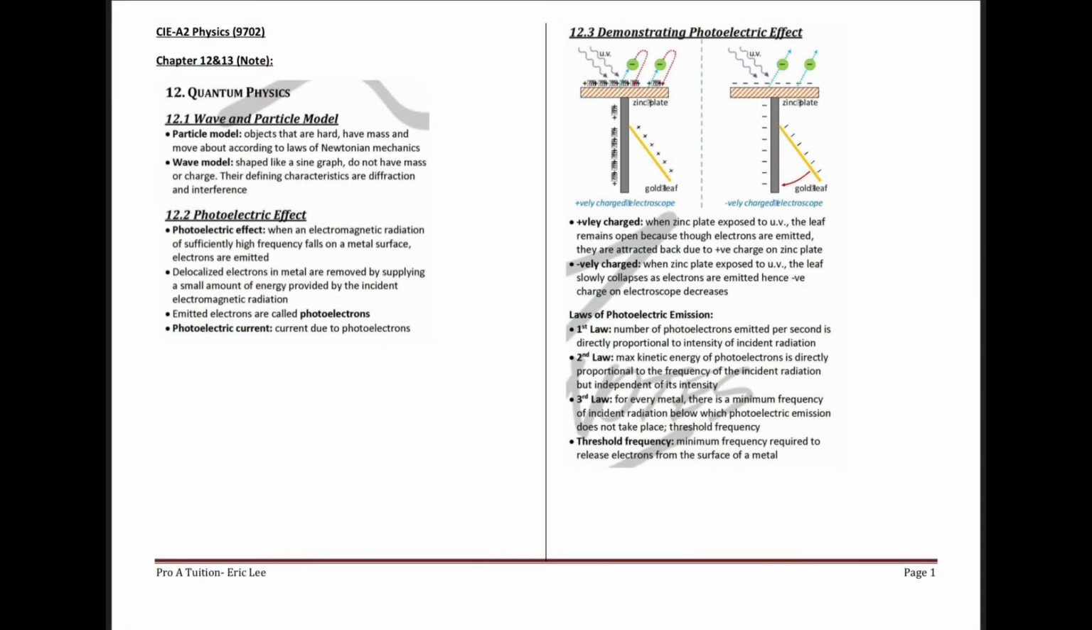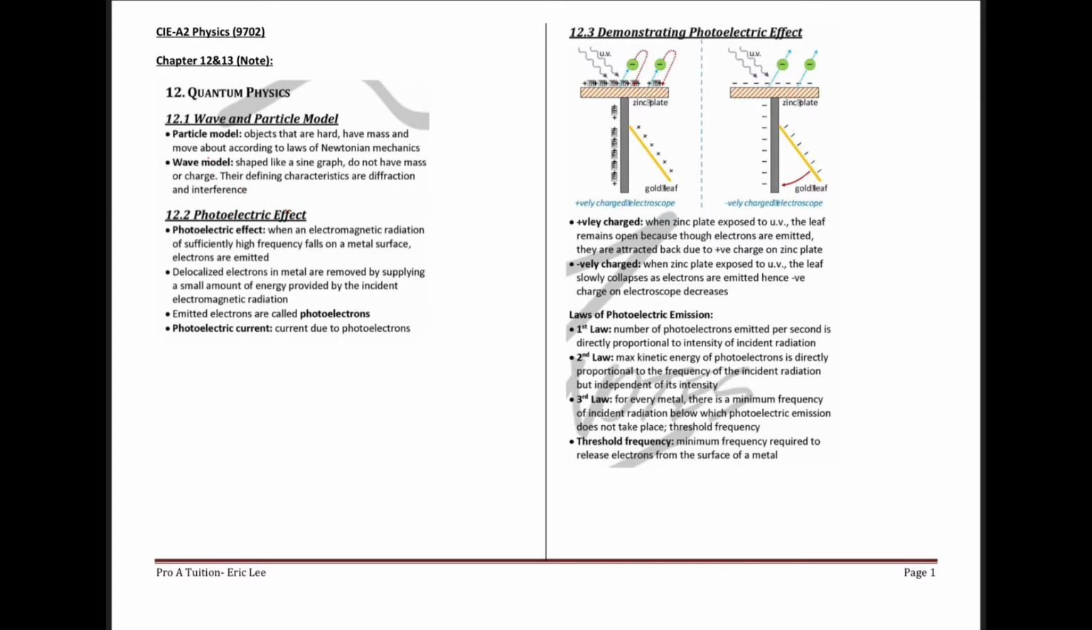Quick revision. We start with the wave and particle model. The particle model fulfills Newtonian mechanics like momentum and collisions, because particles have mass, so they can fulfill momentum and collisions. The wave model fulfills characteristics like diffraction and interference.